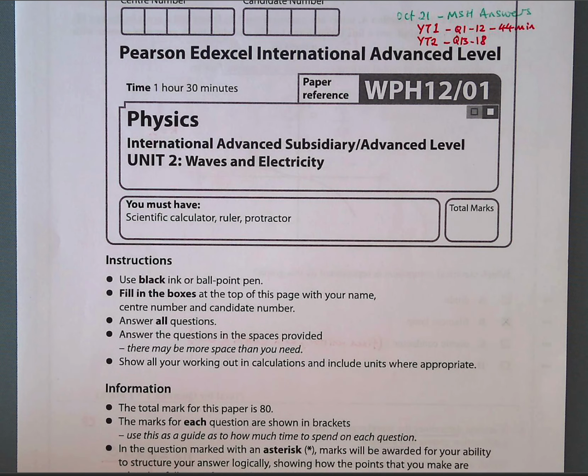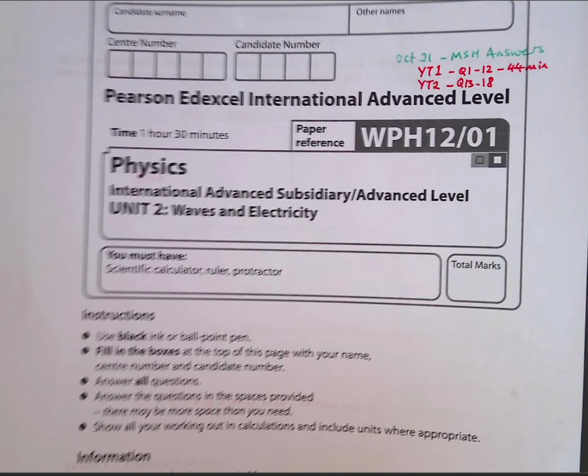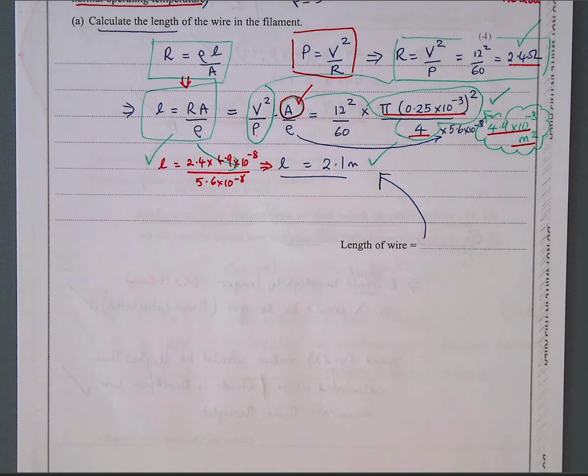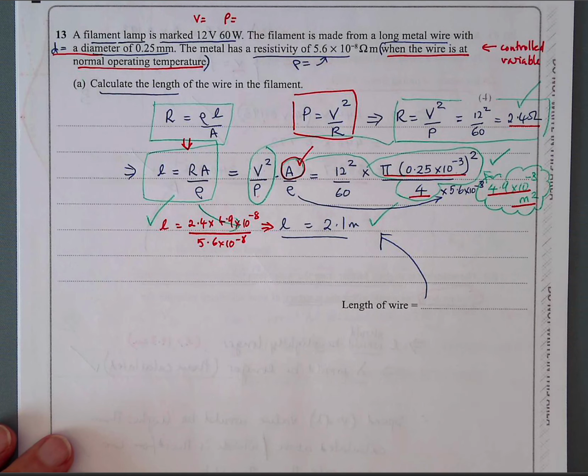Okay, we're going to record the second part of the model answers to the October 2021 Physics Edexcel International A-Level exam for Unit 2, Waves and Electricity. We went through questions 1 to 12, which included the multiple choice, in the previous video, and this is the second video to complete this paper. So we got up to question 12. Question 13 is the first one that we're going to do now.